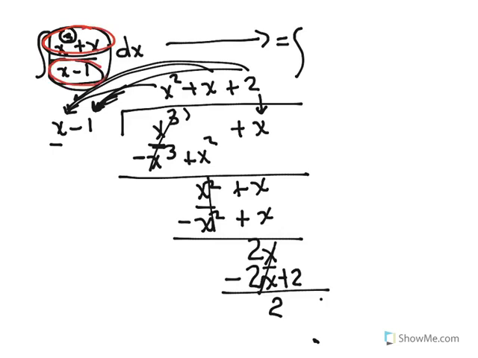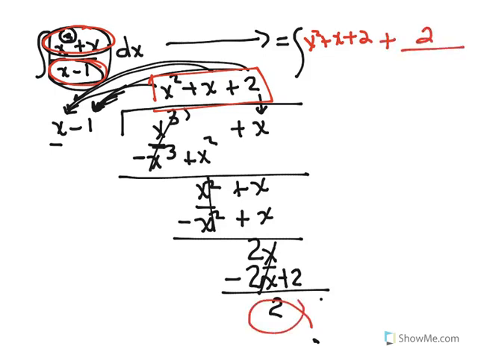So the result of dividing x to the third plus x by x minus 1 is this polynomial right here. The polynomial is x squared plus x plus 2. But I have this remainder. The remainder is 2, so the remainder term is 2 divided by x minus 1. Stop by if you need to remember how to do long division of polynomials.